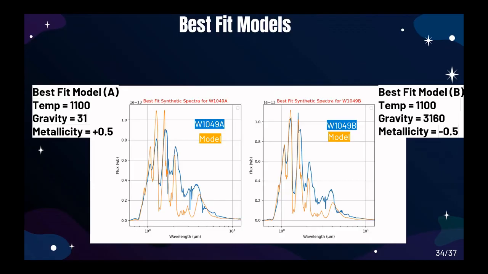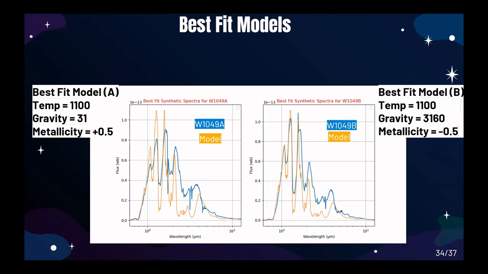We also have the gravity here, or the specific gravity is at a level of 31, and the metallicity is at plus 0.5. For the B component, as I said, they should be a little bit similar. We have that the best fit model found was around the same temperature of 1100 degrees, which is sort of close because the B component is actually at a temperature of 1200 degrees. We found that the gravity was very different, and it shouldn't have been that different, but it was found that it was. And we have a metallicity of negative 0.5.